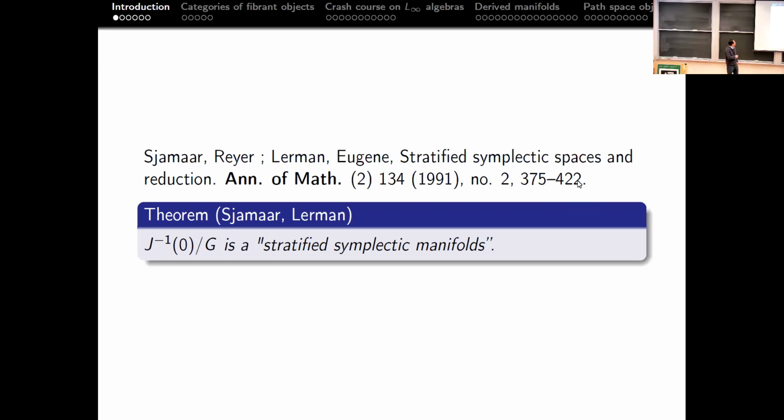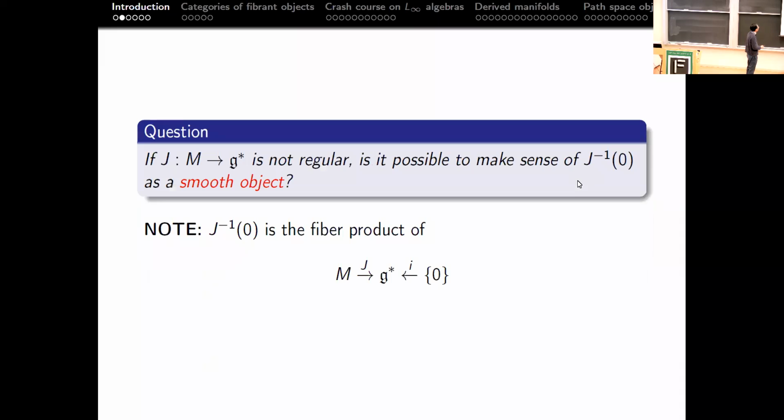Don't ask me what a stratified manifold or symplectic manifold is. So I assume everybody knows J inverse 0 divided by G is a symplectic reduction, and if it's nice enough, that is the usual smooth manifold. And if it's bad, then they prove that this is a stratified manifold. So what I'm going to do is try to make sense of what the question is. I only talk about what J inverse 0 is.